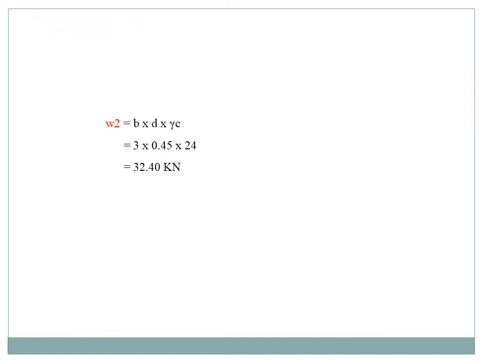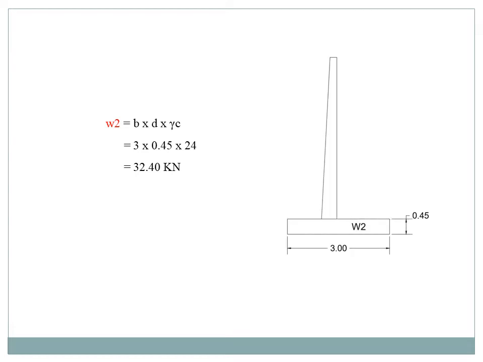So next we can find out W2. W2 is the base slab portion. This is also a rectangular portion. So W2 is equal to, we know the area formula, B into D into gamma C. So B is equal to 3 meter and D is equal to 0.45 meter. So we got 32.40 kilonewton.